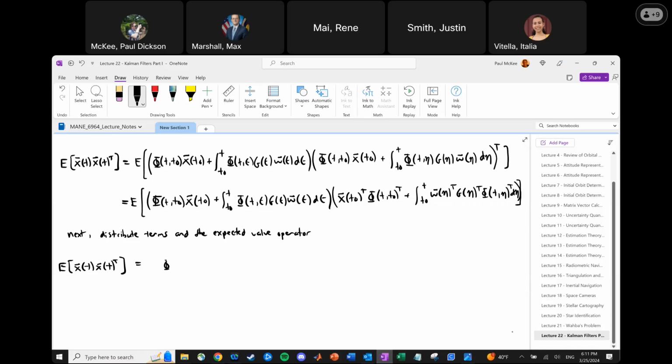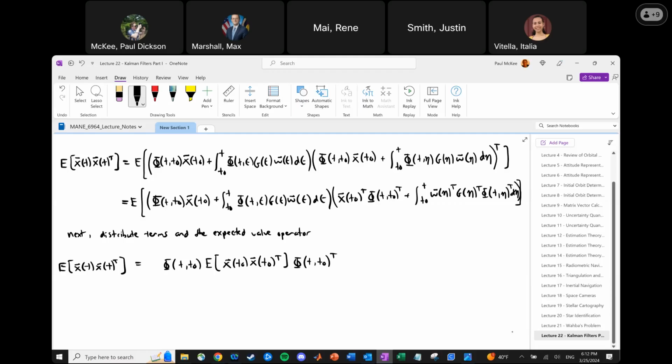Phi of t and t naught. And then we've got the expected value of, because that's going to apply only to the x's, x of t naught, transpose, times phi of t to t naught transpose. Okay, so far so good.